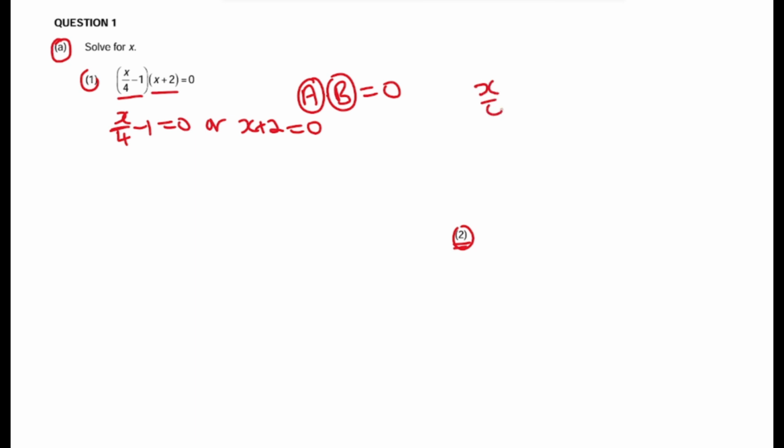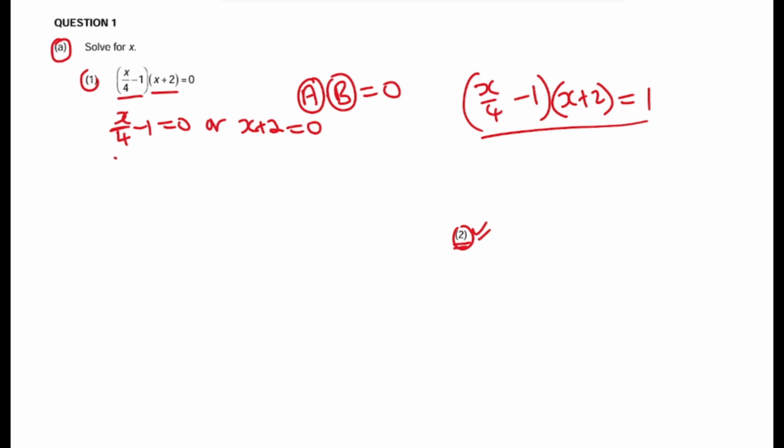Maybe if it was like this, x minus 1 and then x plus 2, and then equal to, say, 1, then you'll have to expand and get the standard form, and then continue from there. But it will be more than 2 marks. Mark allocation will guide you, right?